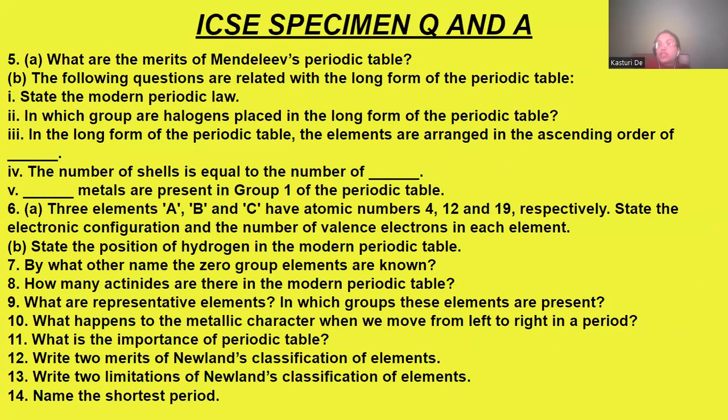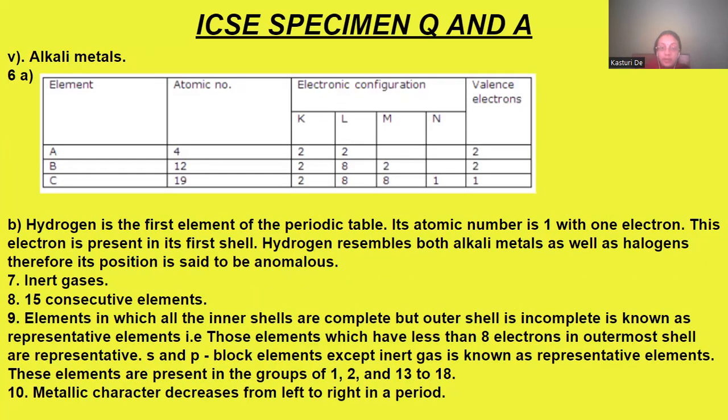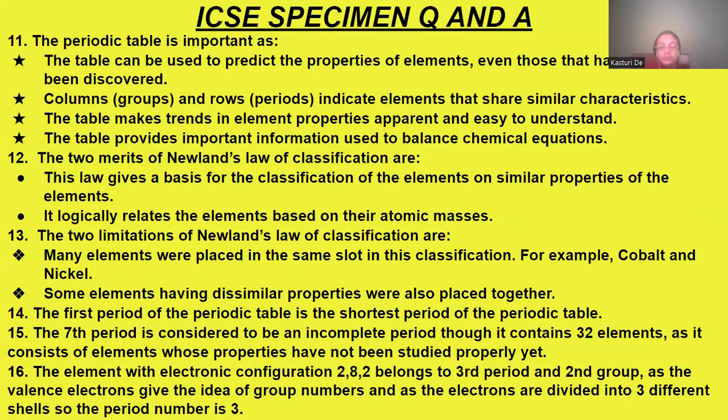Then, name the shortest period. The first period is the shortest period. That is hydrogen and helium. That is the shortest period of the periodic table. Okay.